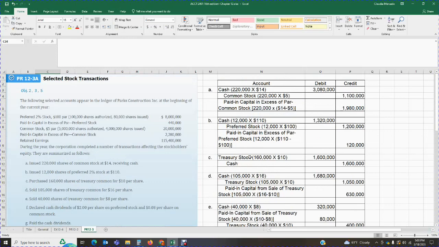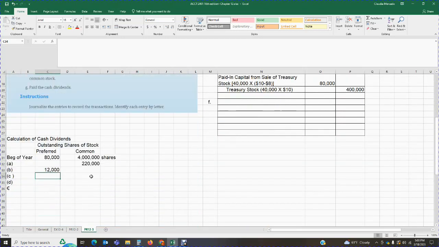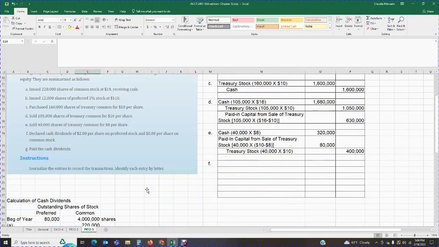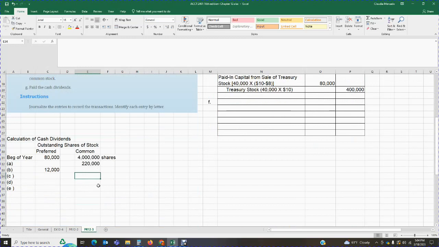In letter C, we have treasury stock, and that treasury stock was 160,000. It says treasury common, so it's common stock, and we're going to put it over in letter C. In this case, we didn't issue, we purchased. Because we purchased back from the market, that will be a deduction of 160,000. We basically removed that from outstanding shares. So we bought them back, and they are no longer outstanding.